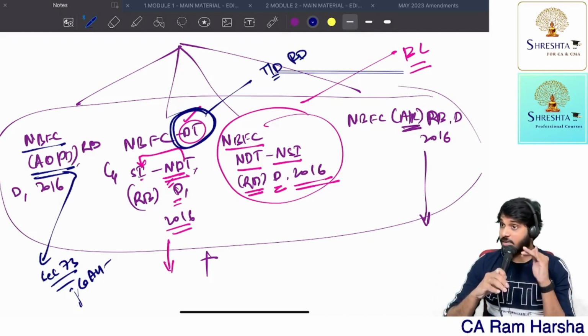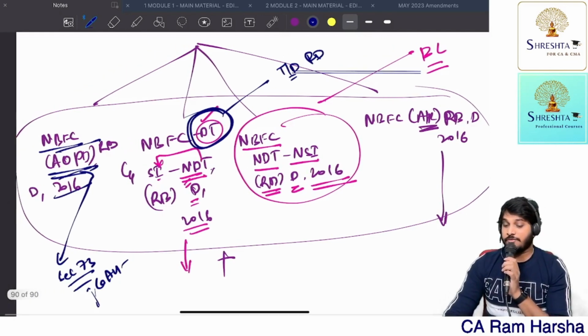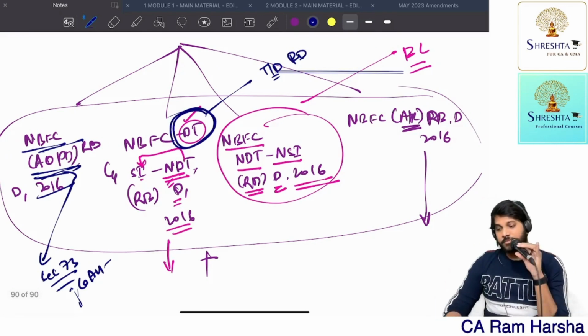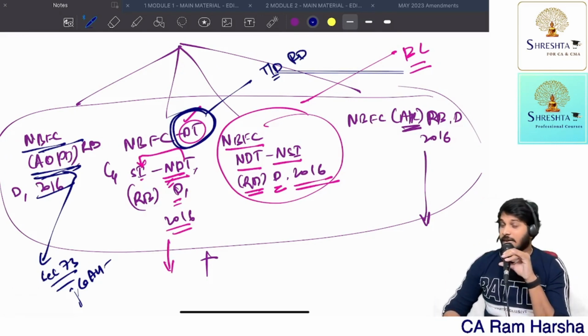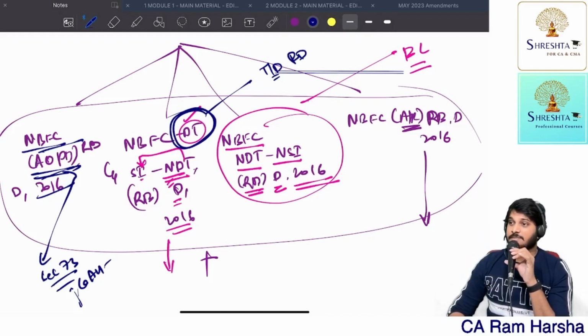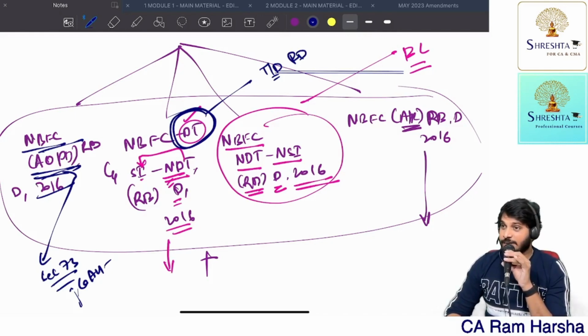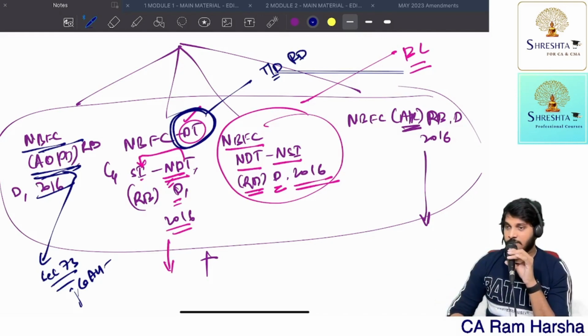RBI, in the case of NBFCs, will give certain guidelines. The best example is NBFC. If you recollect CARO, in the 5th clause of CARO reporting: whether the company has accepted any deposits from the public. If so, whether the provisions of Companies Act Sections 73 to 76 are complied with. Whether the guidelines issued by the Company Law Board or NCLT are complied with.